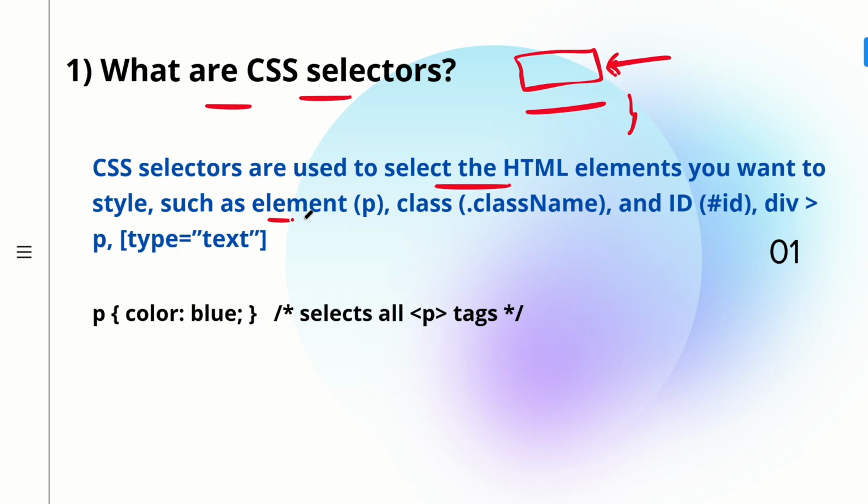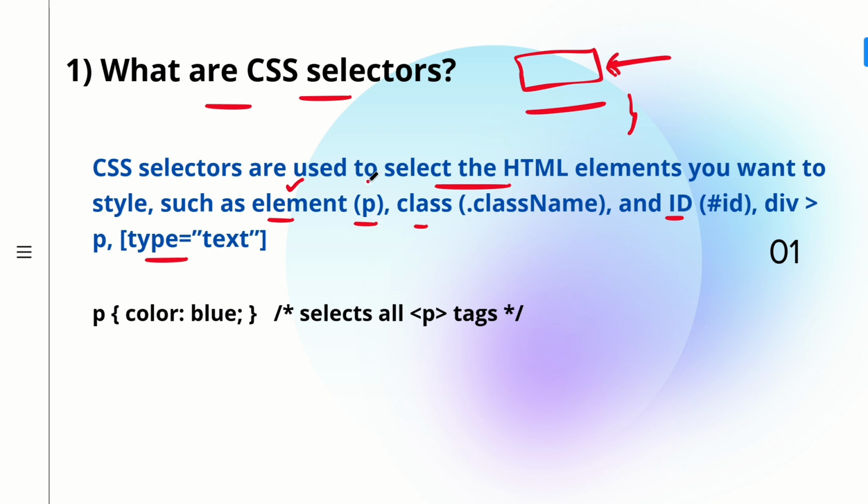We have element selectors, then we have class selectors, ID selectors, and we have attribute selectors. Let's see examples and understand what these types of selectors are. So the first one which we saw was the element selector. The element selector is nothing but you are going to write the element directly in the CSS file so that you can style it better.